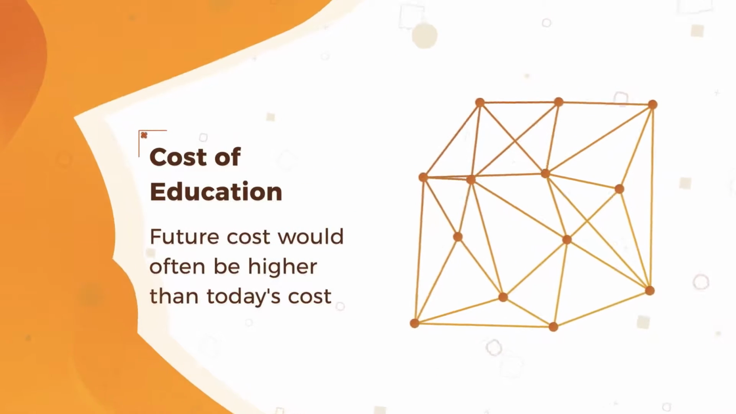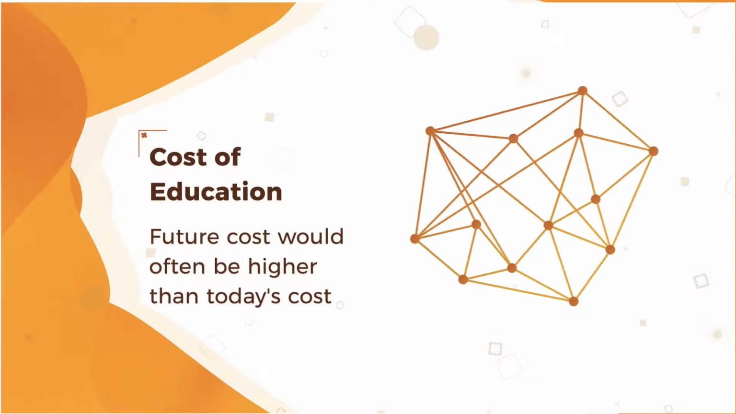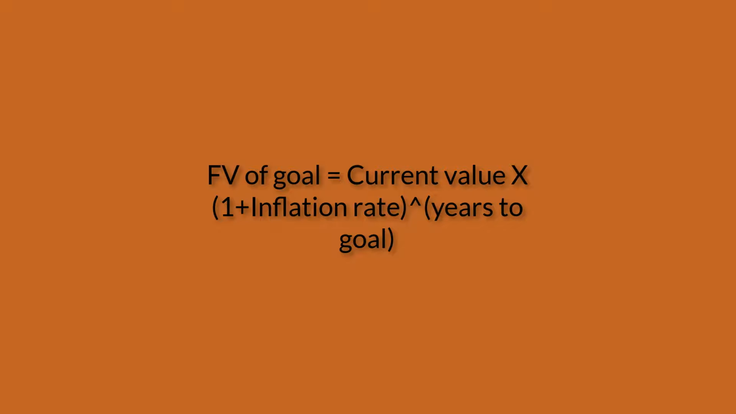For example, the current cost of college admission may be rupees 2 lakhs, but after 5 years, the cost would typically be higher. While saving for a goal, therefore, it is important to estimate the future value of the goal because that is the amount that has to be accumulated. So future value of the goal should ideally include current value multiplied by 1 plus inflation rate raised to years to goal. That is, in how many years you want to achieve your financial goal.